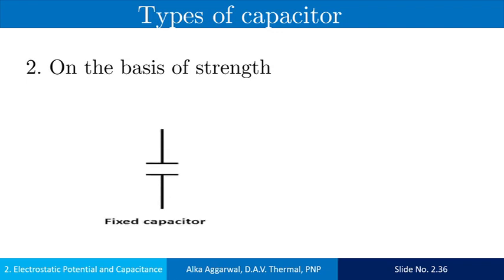On the basis of the strength, the capacitors are fixed capacitor and variable capacitor. The capacitor whose value is constant is called fixed capacitor, and the capacitor whose value is variable is called variable capacitor. Capacitance of the variable capacitor can be changed by changing the effective area of the plate or the distance between the two plates. Variable capacitors are used in the radio circuits to tune the stations.